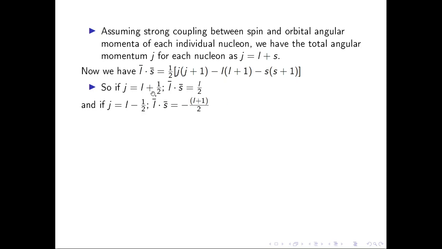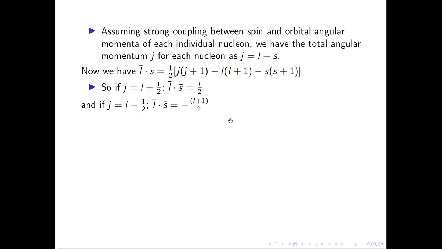So if j is equal to l plus half, there can be two cases: the orbital angular momentum and the spin angular momentum are aligned in the same direction, or they are aligned in opposite directions. If both are aligned in the same direction, the total angular momentum of the nucleon will be l plus half. In that case, L·S becomes equal to l by 2. And again, if j is equal to l minus half, L·S is equal to minus (l+1) by 2.